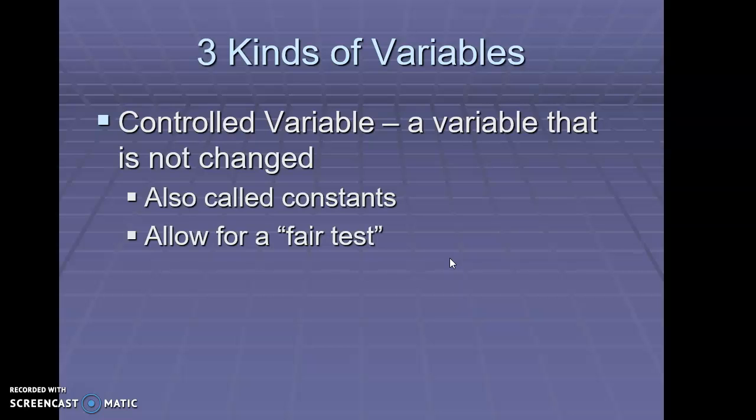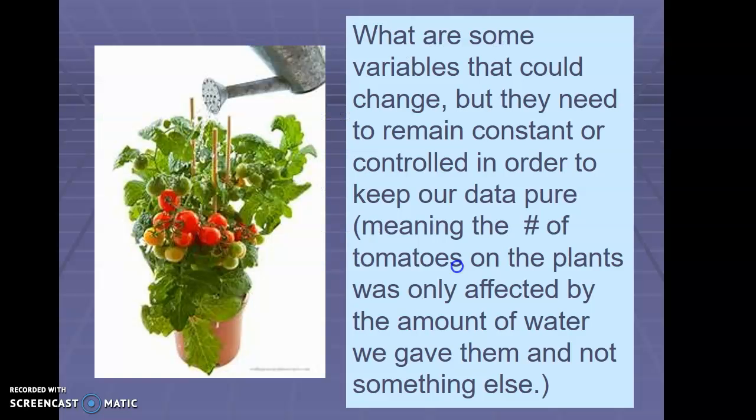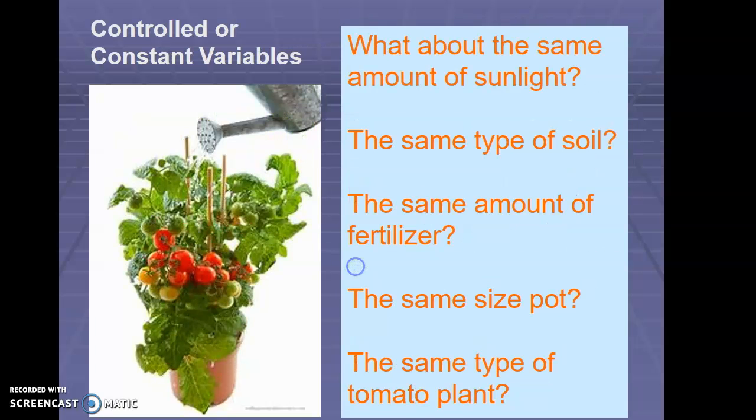Now, control variables are variables that are not changed. They're also called constant variables, and they allow for a fair test or a fair experiment. So let's look at that. What are some variables that could change, but they need to remain constant or controlled in order to keep our data pure, meaning the number of tomatoes on the plants was only affected by the amount of water we gave them and not something else.